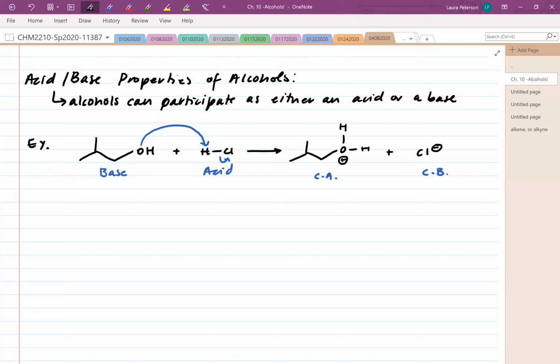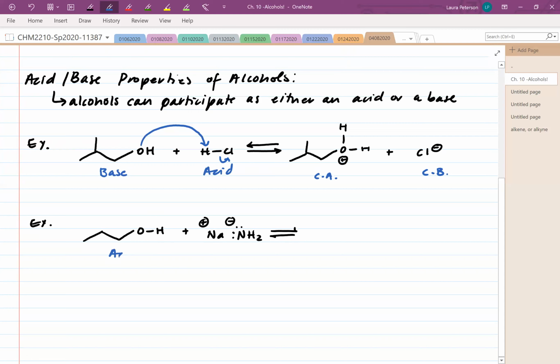Let's see an example where the alcohol acts as an acid. Okay, so let's choose a different alcohol here. Let's look at propanol. I'll go ahead and draw that bond in so we can write the mechanism. And let's react it with NaNH2. I'm going to make that an equilibrium. Now our alcohol is going to act as the acid, and our sodium amide will act as our base. So in this case, we flip-flop the roles as compared to the previous example.